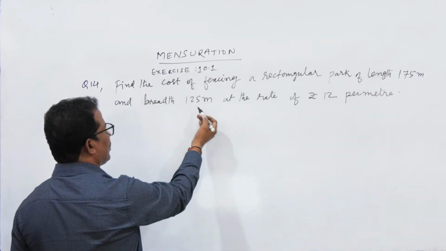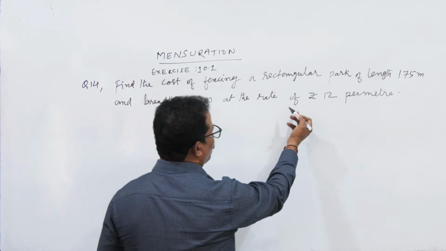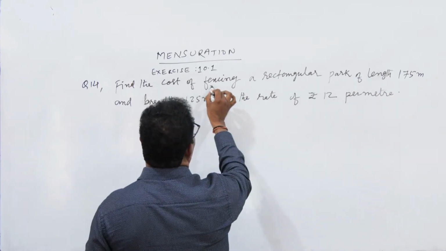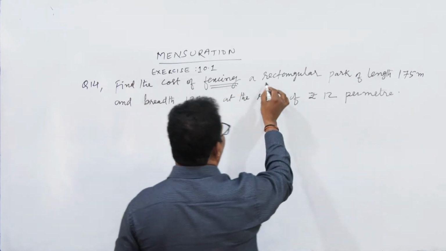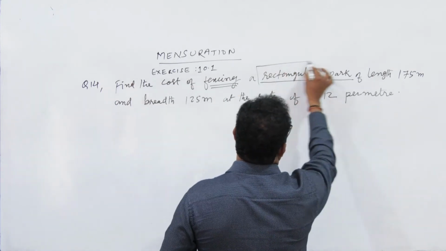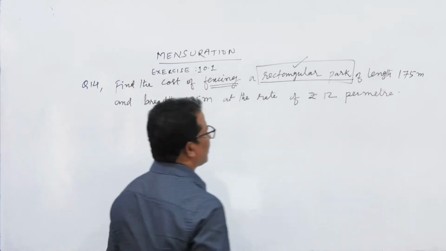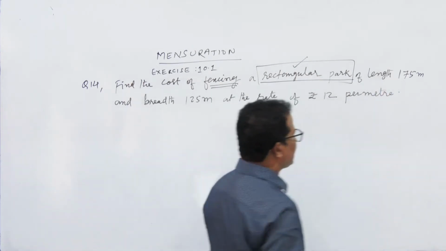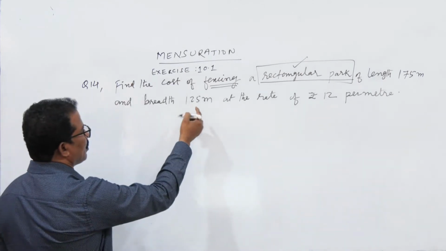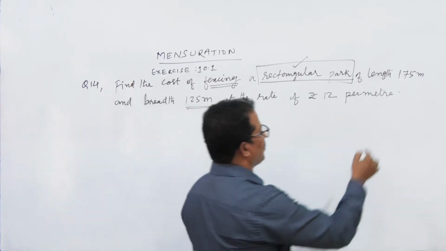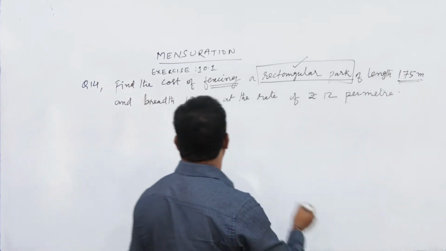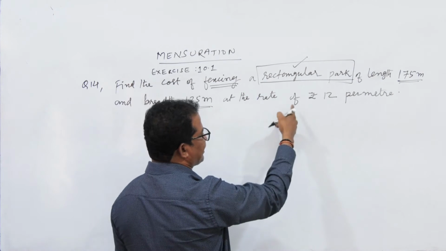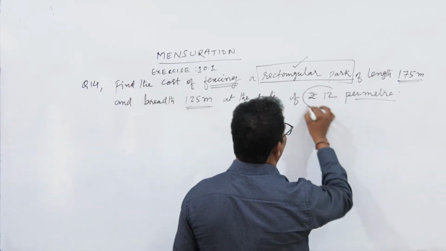Now in question number 14, find the cost of fencing a rectangular path of length 175 meters and breadth 125 meters at the rate of rupees 12 per meter. So in this question, they are talking about the cost of the fencing of a rectangular path. That means the path is in the shape of a rectangle. Its dimensions are given. The length is 175 meters and the breadth is 125 meters. And for finding the cost, the rate is given. Per meter, rupees 12.